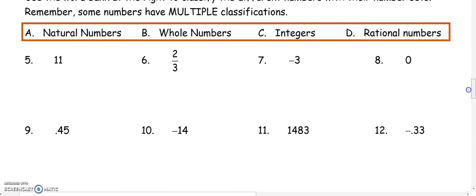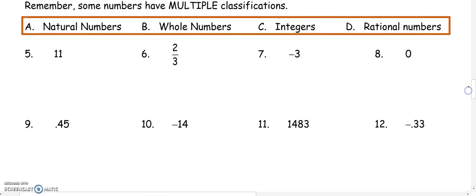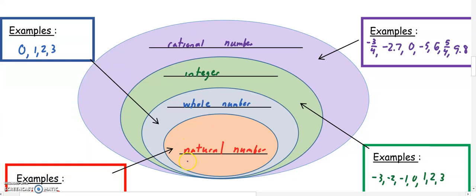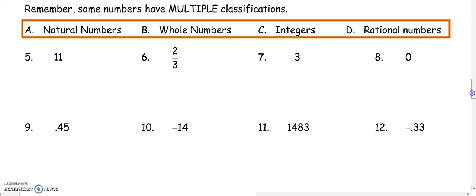So given the numbers, we're going to identify what type of class number they are in. Remember that some of them can be in multiple classes. If it's a natural number, it could be in all groups, because if we think about our chart, the natural number circle is actually in all of these circles. So number 5, our number is 11. 11 is a natural number. It's a number I can count to. So because it's a natural number, it's also considered a whole number, an integer, and a rational number.